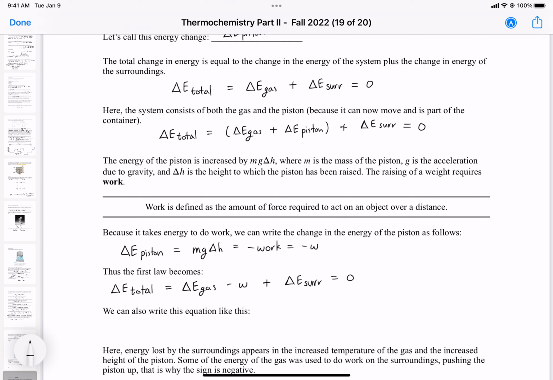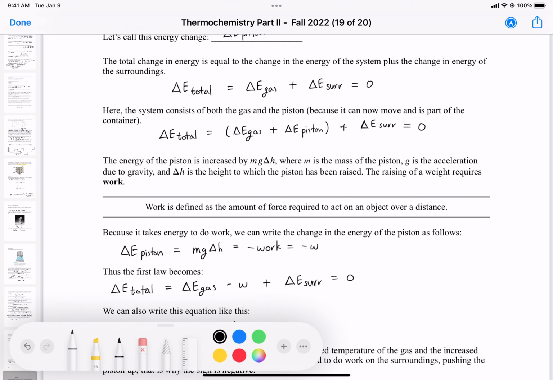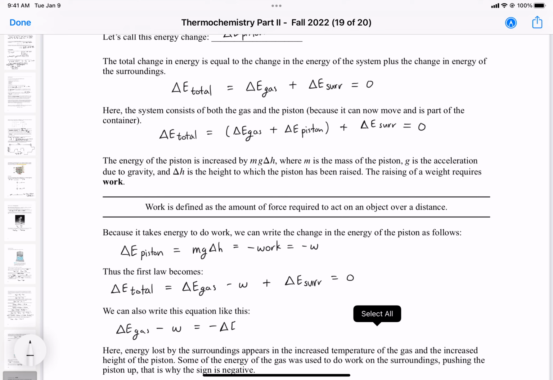equals 0. Okay? So then we could say the change in energy of the gas is actually equal to negative work. Oh, sorry. No, that's not what I meant to write. In other words, the change in the energy of the gas and the work done, minus W, is going to be equal to the negative change in the energy from the surroundings. So what this equation is saying is that the energy that's gained by our system, the surroundings are going to lose that energy.